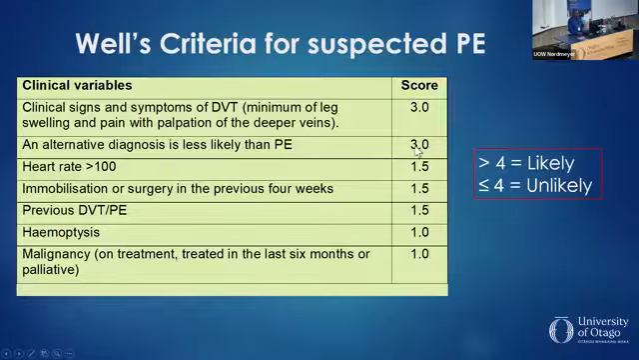Again, if we do this and we find that it is likely, when we score above 4, then we'll proceed with a CTPA. When it is not so likely, we might say, okay, well, just as a final confirmation, maybe we want to do a D-dimer also and see if it seems like it's unlikely.